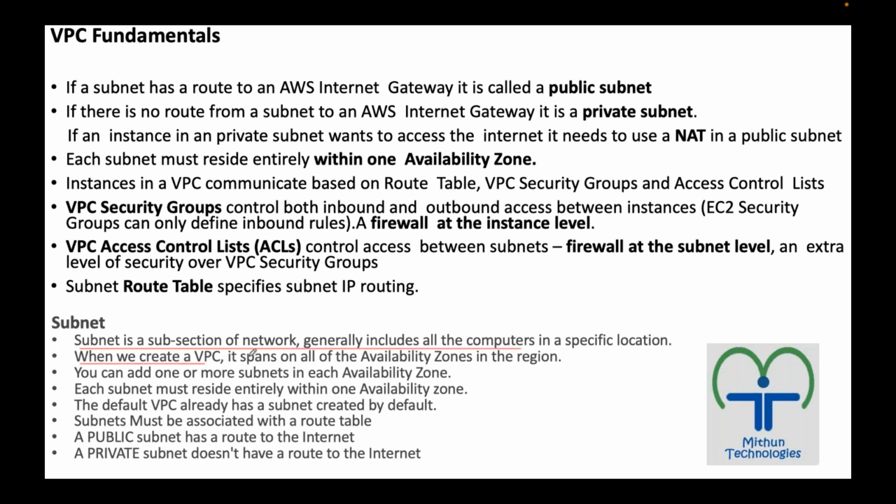When we create a VPC, it spans across all the availability zones in that region. VPC is a regional level service. You can add one or more subnets in each availability zone, but each subnet must reside entirely within one availability zone. You can't create a subnetwork that spans multiple zones. A subnet will be created entirely within one availability zone. But you can add one or more subnets in each of multiple availability zones.